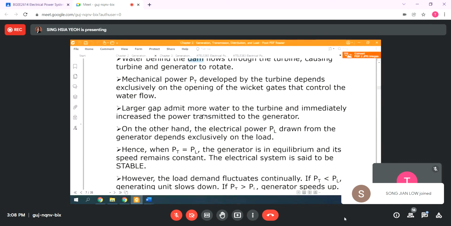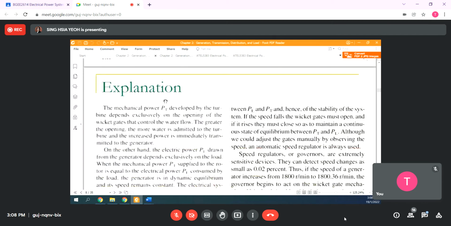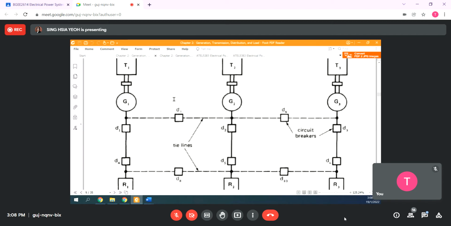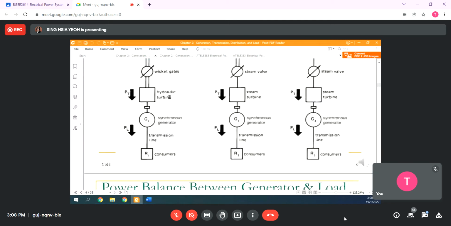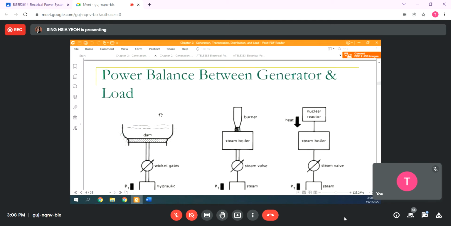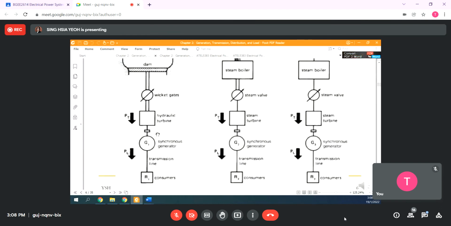The video of this hydropower station is actually in the extra reading material, so you can watch the video there. Have you all watched the recorded video? The extra material.